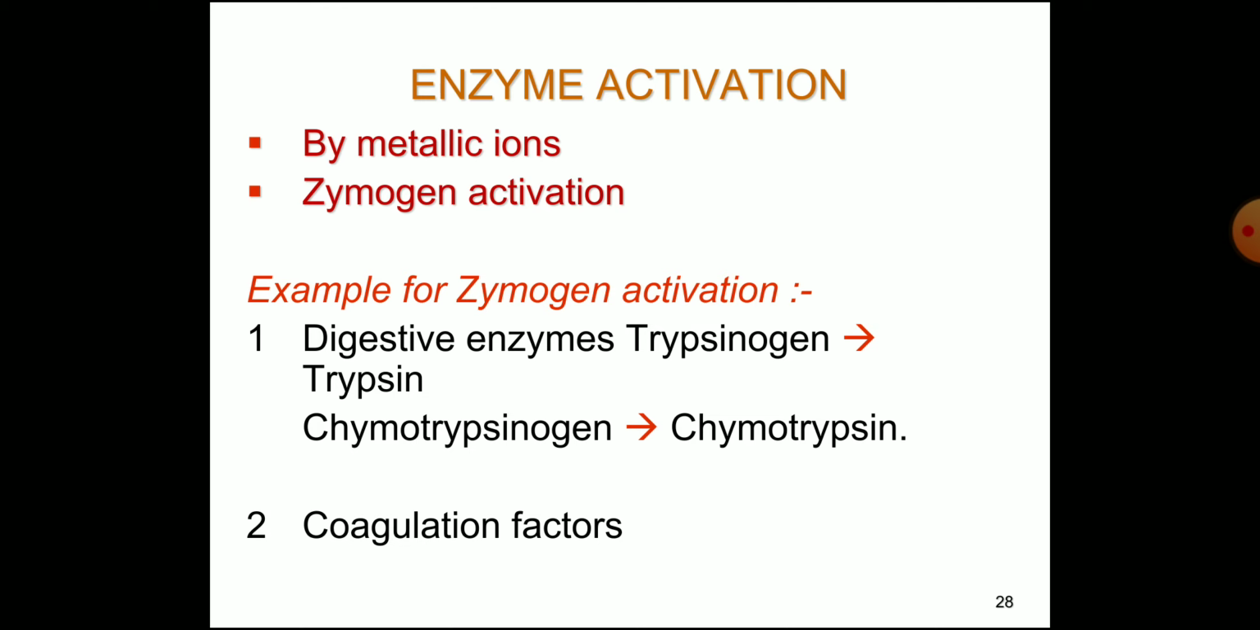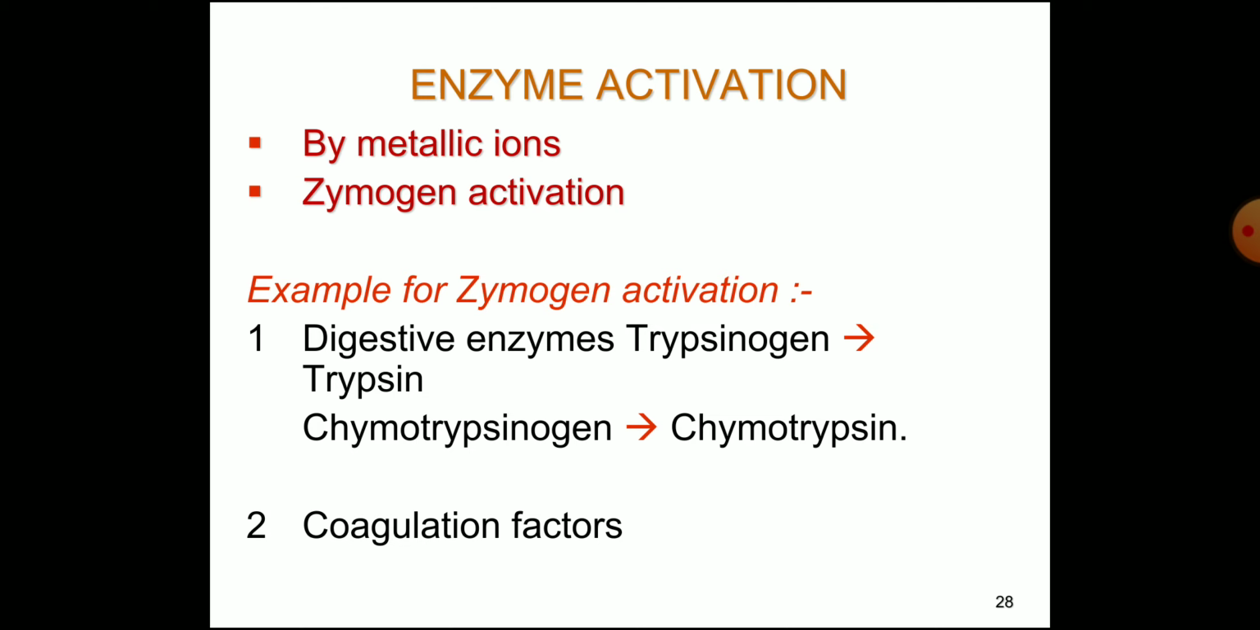Now the enzyme activation. There are mainly two methods by which enzyme activation occurs: by metallic ions and zymogen activation. Examples of zymogen activation are the digestive enzymes and the coagulation factors. Digestive enzymes are something you might have studied during the digestion and absorption of proteins. Trypsinogen is converted to trypsin, chymotrypsinogen to chymotrypsin.